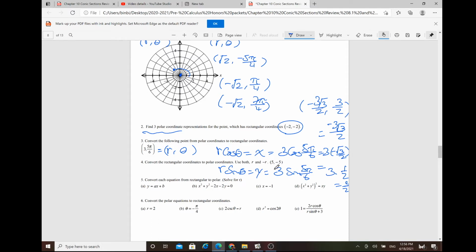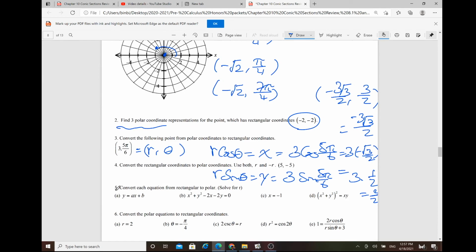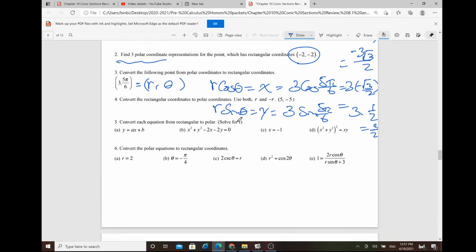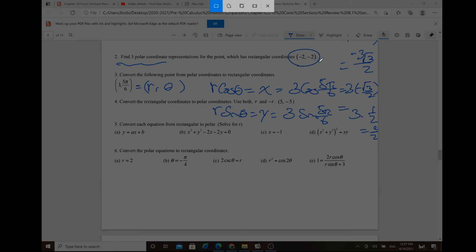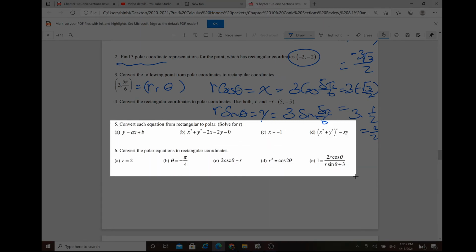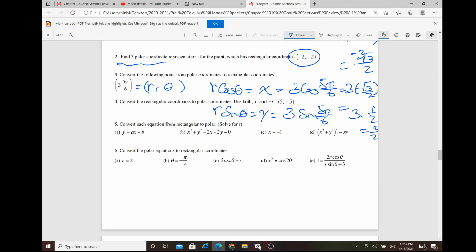Okay, so number 4 is quite similar to what we did for number 2, so check that out. And now the rest of this that I would like to talk about next will be number 5 and 6, converting things back and forth. Convert each equation from rectangular to polar, solve for r. Okay, so let's do that. Okay, so I'll put it out here.